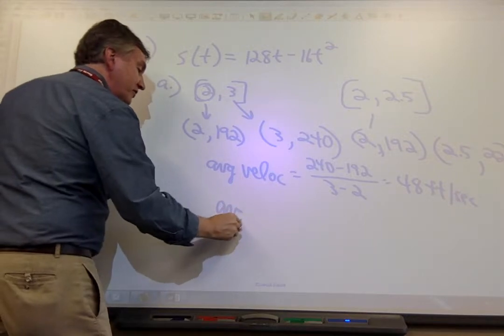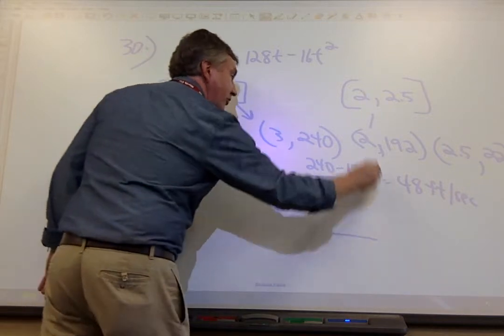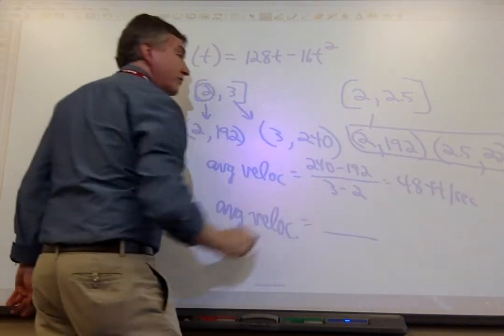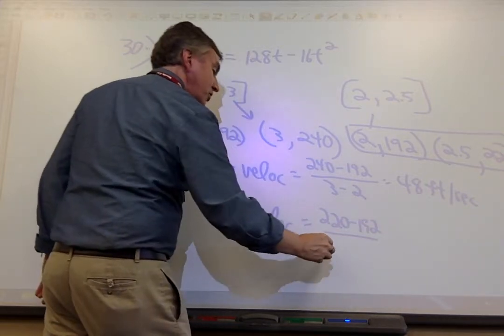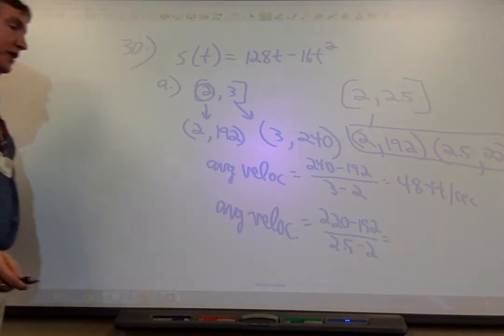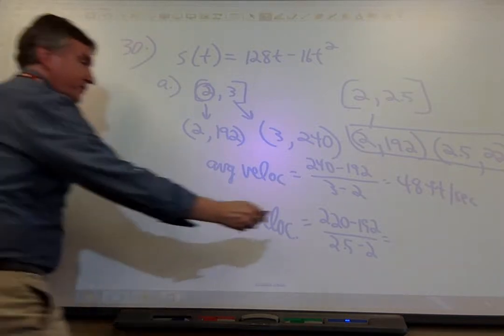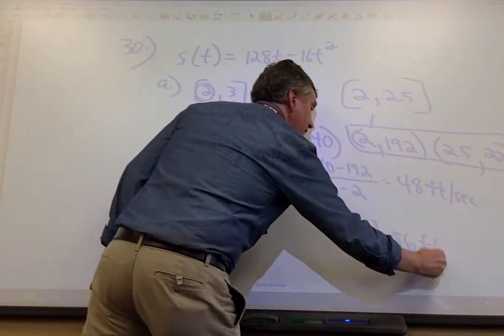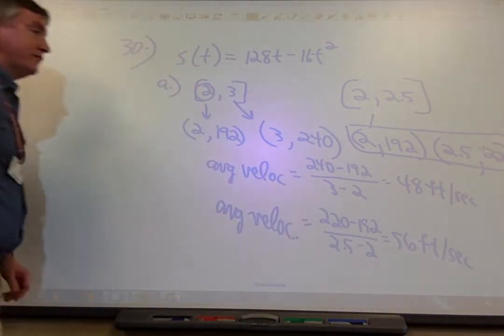So the average velocity for that pair of points is the slope between these. So I would have 220 minus 192 over 2.5 minus 2. Help me with that. 28 over a half. Is that 56? Is that right? Okay. Very good.